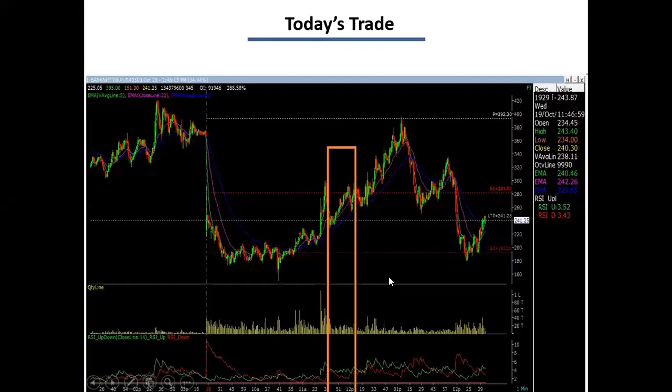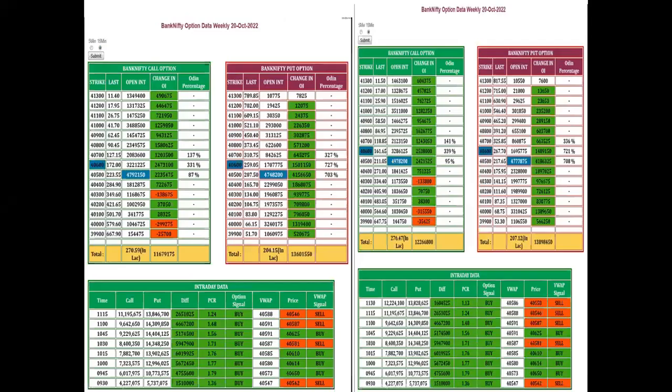If you closely look, on Wednesday we took the 40,500 put option. How we came to the conclusion that we have to take 40,500 is that you just look at this data at 11:15. If you look from 9:30 to 10:30, there was no clear cut signal, and till 11:15 there was no clear cut signal. But one thing which was very sure was that VWAP was on a sell side twice in a row, and from 10:45 to 11:15 there was a massive dip. Or if you look from 10:15 to 11:15, there was a dip from 1.76 to 1.24.